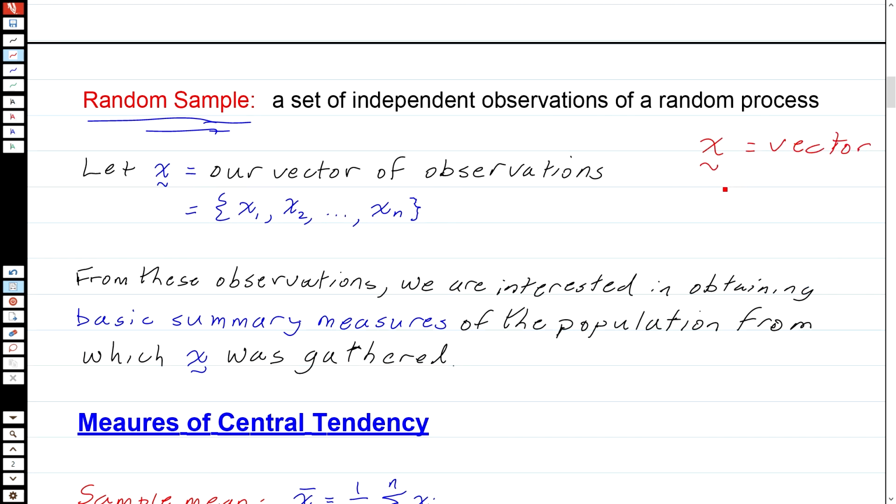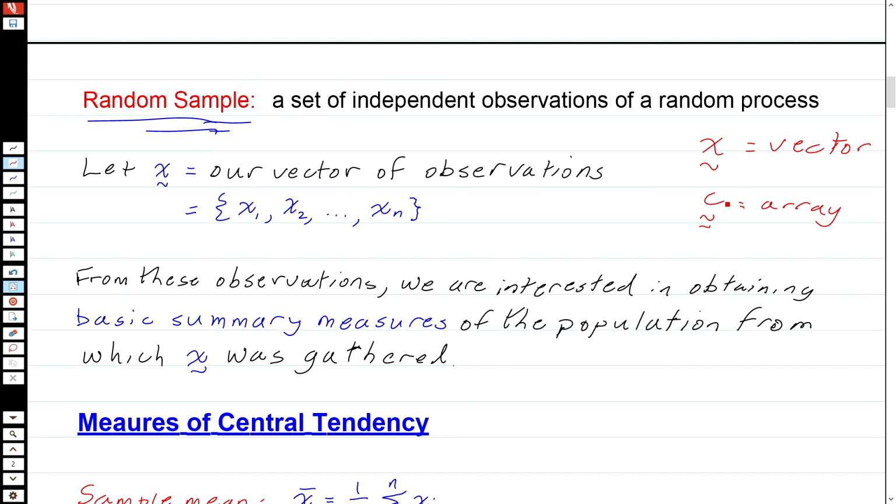And a variable like c with two tildes underneath it is an array. So one tilde denotes a vector, two tildes denote an array.